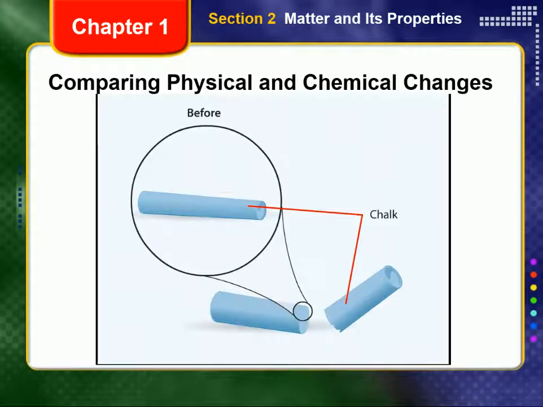Breaking a piece of chalk in 2 or more pieces is an example of a physical change. Regardless of how many times the chalk is broken, it is still chalk. The physical properties of size and shape are altered, but the chemical properties of the chalk remain the same.